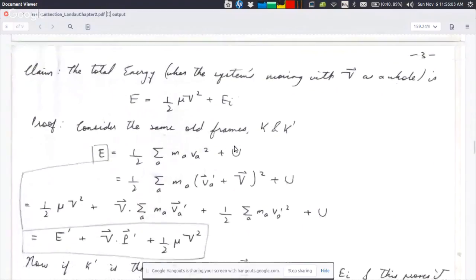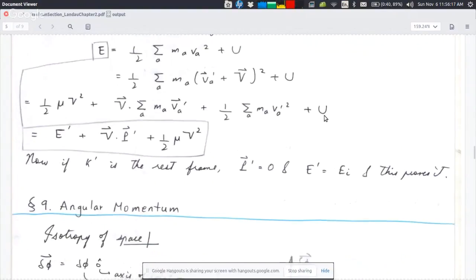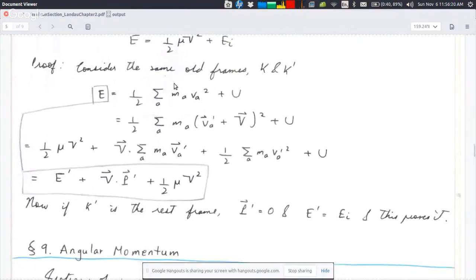Yes, you're right. Okay. So the claim is that the total energy of the system when the system is moving along V as a whole is given as E is equal to half mu V square plus E_I. And now we'll prove this. So consider the same old frames K and K prime. So E is given as half summation m_a v_a square plus U. Now what we can do is we can write v_a as v_a prime plus V whole square. That's not a problem.